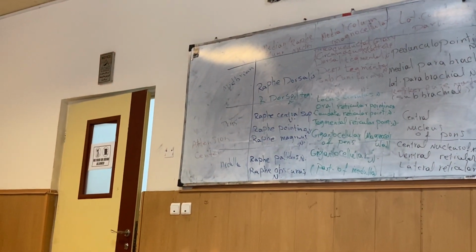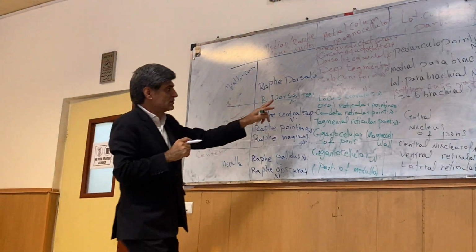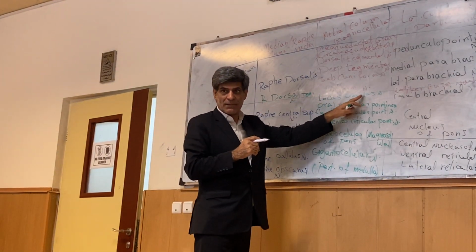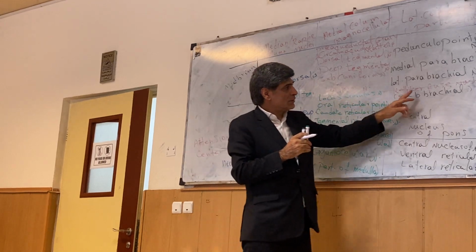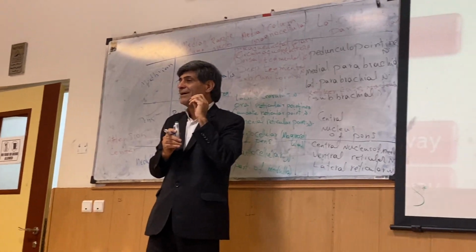The locus ceruleus is situated in the upper part of the pons, at the upper part of the fourth ventricle. Next, the pneumotaxic nucleus, very important.